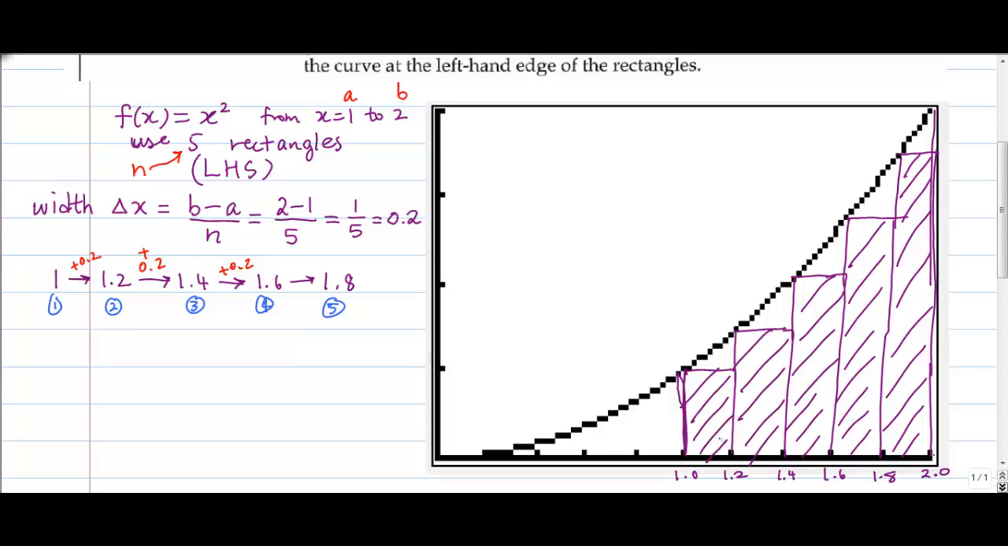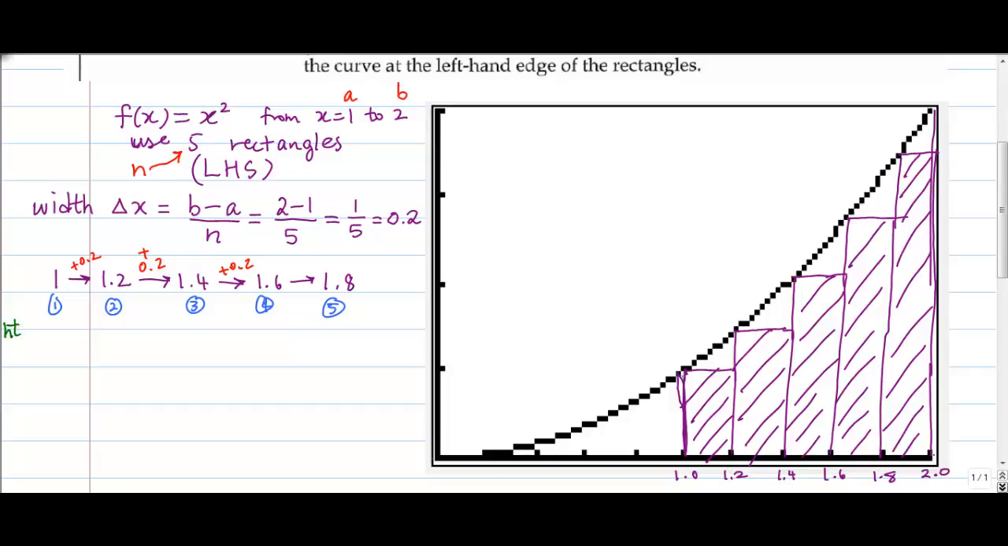So those are my 5 rectangles. So now let's calculate the area. Area is length times width, or width times height. Okay. So I have the rectangles here. Let me calculate the height.